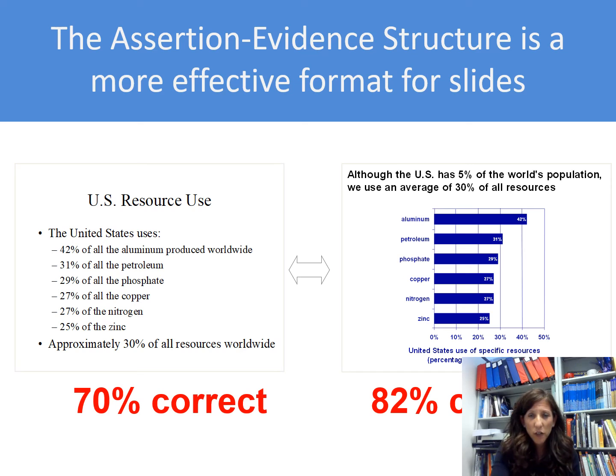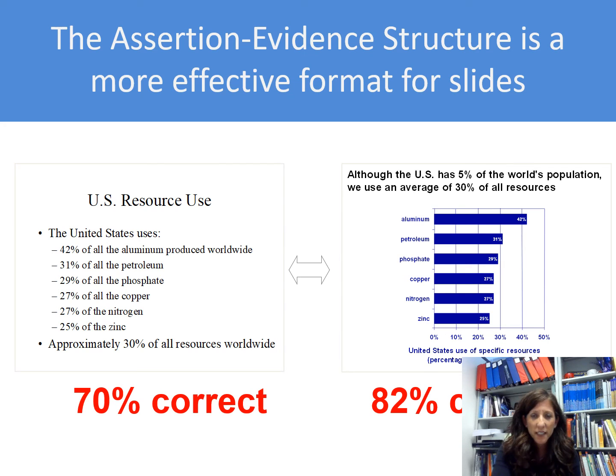So here we have two different slides. Again, we have a situation where the information is about the same, right? But here we have a slide that's very traditional, main point, subpoint. And then here we have a slide that uses the assertion evidence structure, which I'm going to pick apart here in a minute and tell you exactly how it's implementing that strategy.